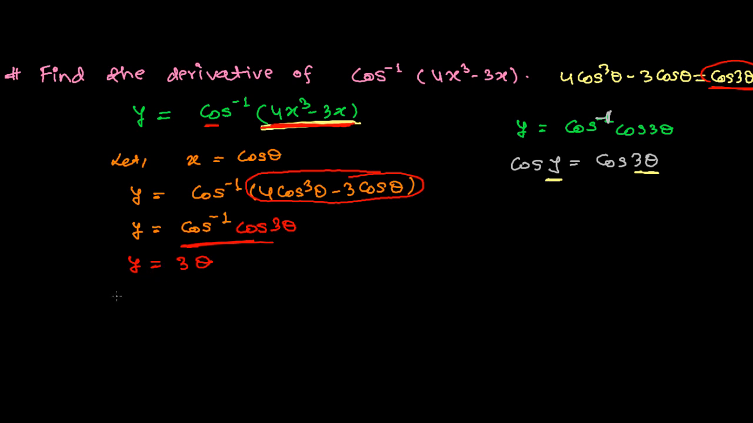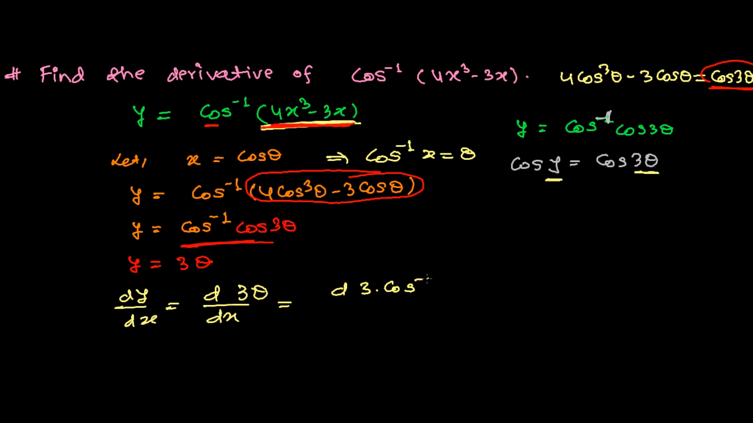And now we can differentiate both sides with respect to x. So dy over dx will be equal to the derivative of 3 theta with respect to x. And now what is the derivative of theta? Again, see here, x equals cos theta. So from here, you can say that cos inverse of x is equal to theta. So here you can write 3 times d of cos inverse of x divided by dx.